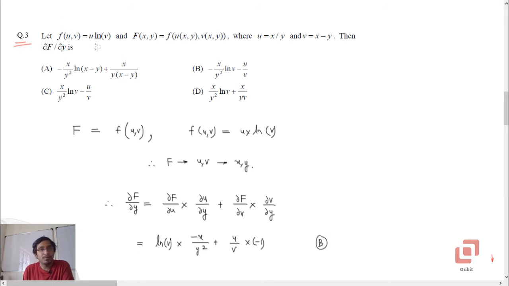Let f of u comma v be u times log of v, and let uppercase F be the same function, f of u and v, where u is x upon y and v is x minus y. Then ∂f/∂y is, and we have 4 options. Observe that in options B, C and D, all 4 variables are there, that is x, y and u, v, but in option A only x and y are there.